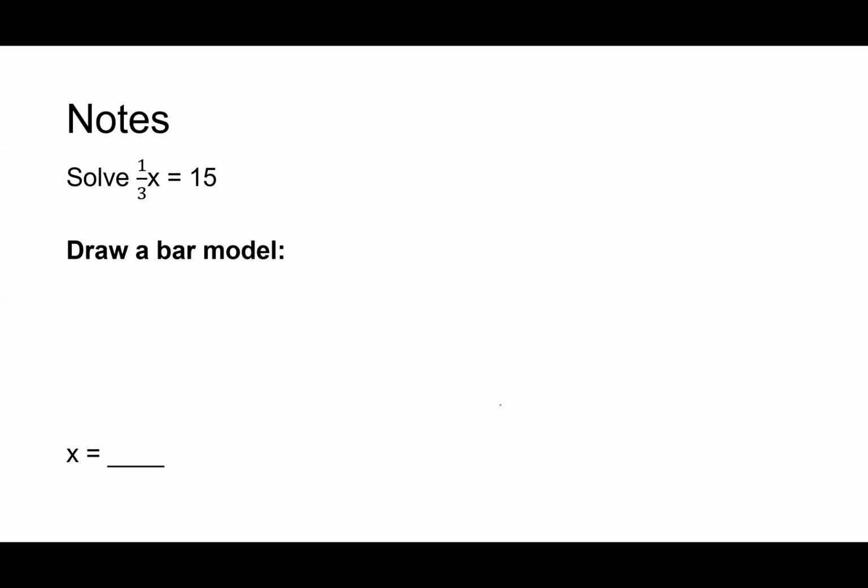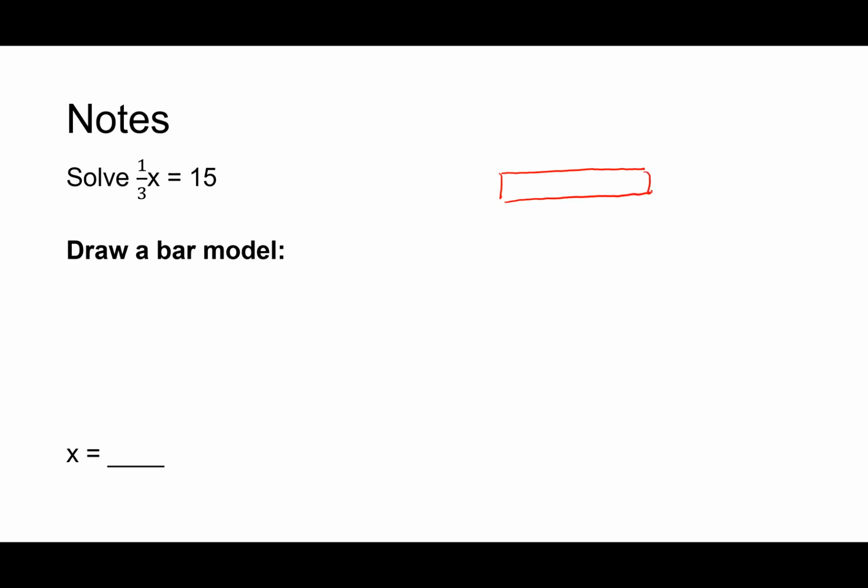All right, 1/3 x equals 15. Okay, let's start with our bar model. Can anybody suggest a way to draw a bar model for this? How would you start? If 1/3 x equals 15, I'll just start with a bar and then you guys can tell me how to divide it up. I mean, we know we need to do that much, right?